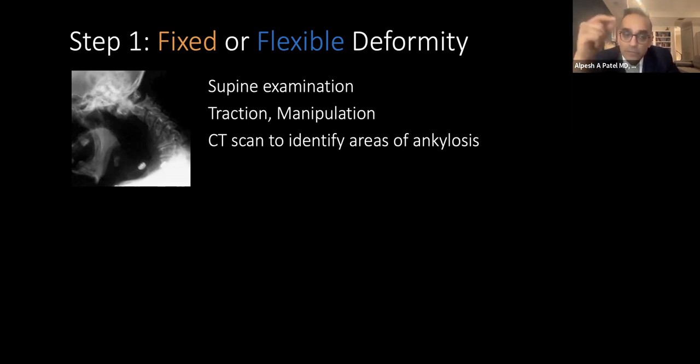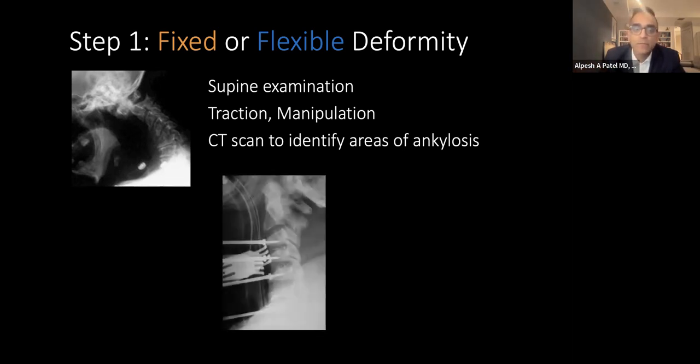You can look at your CT images to see, are there areas of ankylosis, right? Are there spots within this deformity where the facets have fused themselves together, or the disc space has fused itself together? And that'll give you an idea about motion and about fixed versus flexible.